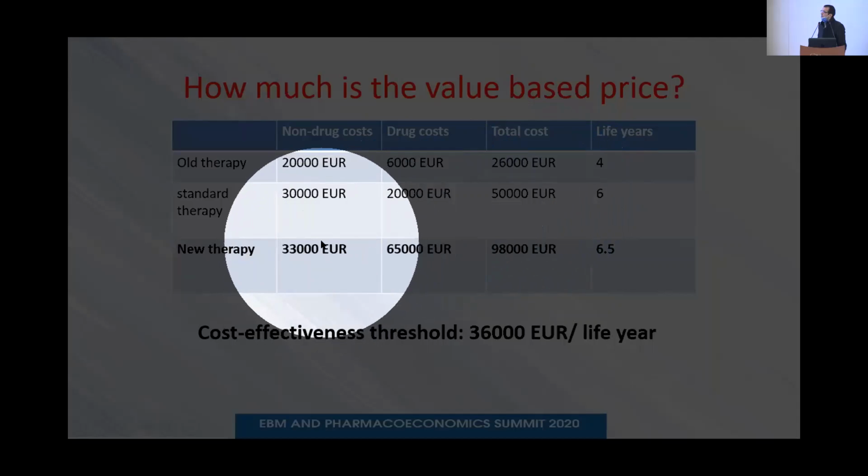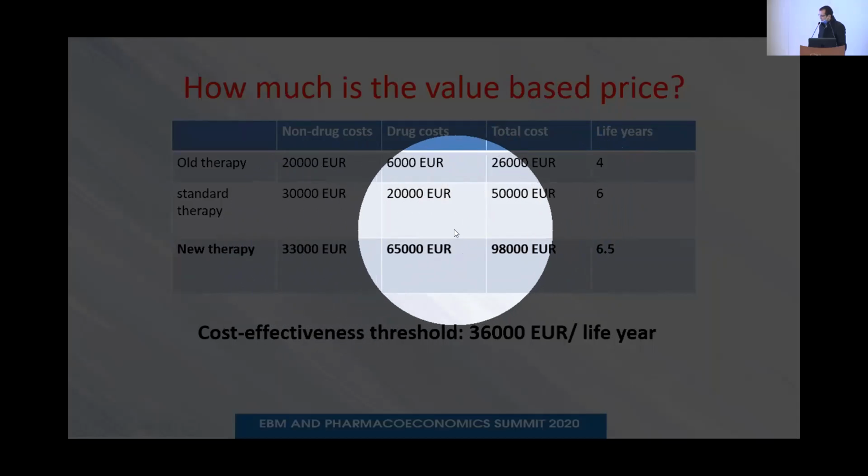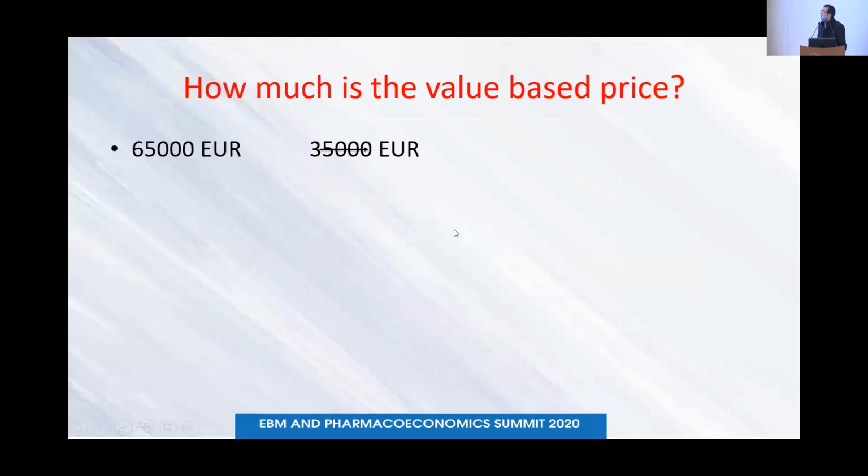And if we remove the non-drug cost, the drug cost should be 35,000 euro. Think about which company could offer you this type of price reduction, about 50% reduction in the price, from 65,000 euro to 35,000 euro, to be cost effective.